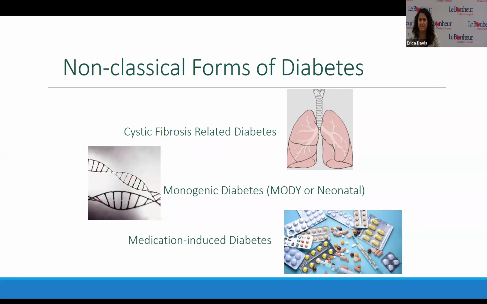Another type of diabetes that we see is monogenic diabetes. So this is one specific gene being altered and leading to a diagnosis of diabetes. So very different from type 1, which is multifactorial. This is related to one gene going wrong. They have identified at least 9 separate genes that can cause monogenic diabetes. You might hear this called MODY or neonatal diabetes.